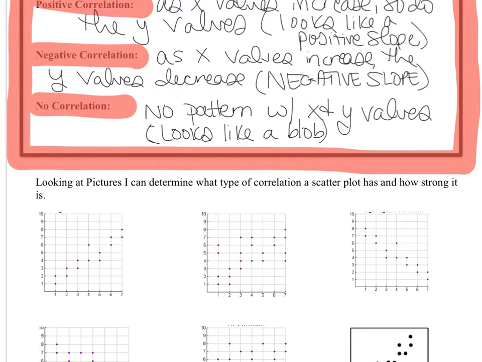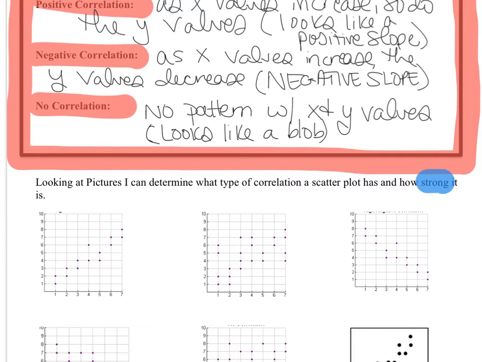So it says, looking at a picture, I can determine what type of correlation a scatter plot has and how strong it is. Notice this word strong. You can determine if a scatter plot is strong or weak based on how your data values are clustered. If your data values are clustered close together, you're going to say that it's strong. If your data points are not scattered close together, but they still look like they're increasing, I'm going to say it's weak.